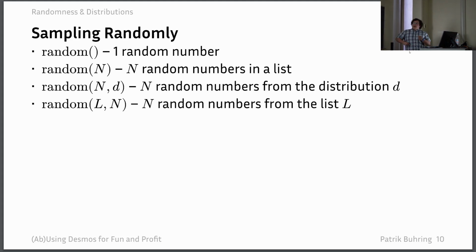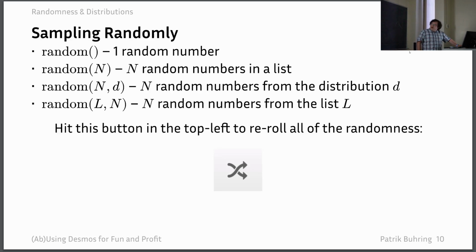If you pass in a list, where L is a list, and I know we haven't seen lists, but we're going to get to them. If you say random of a list and then n, you get n random numbers from a list. And in your graph on the top left, whenever you use randomness in your graph, you're going to see this button pop up on the top left, and that re-rolls the seed so you can re-randomize your graph.